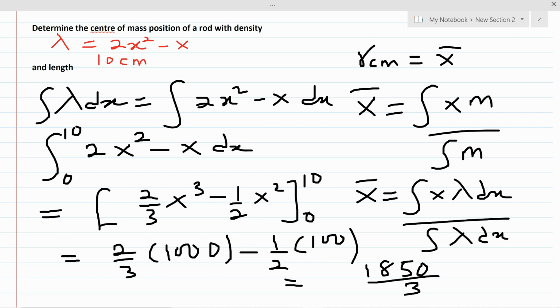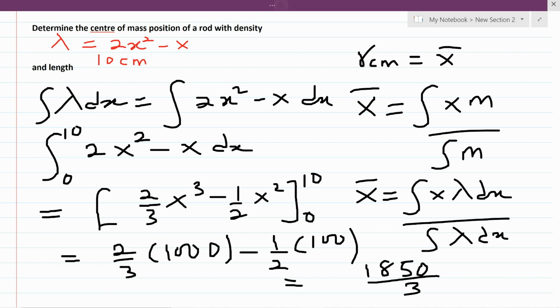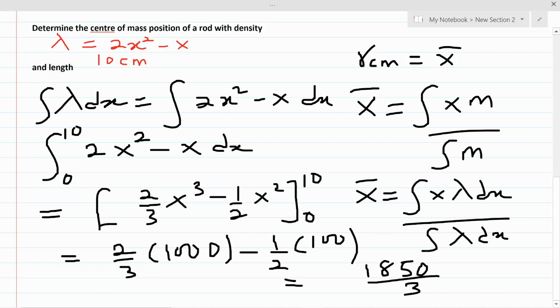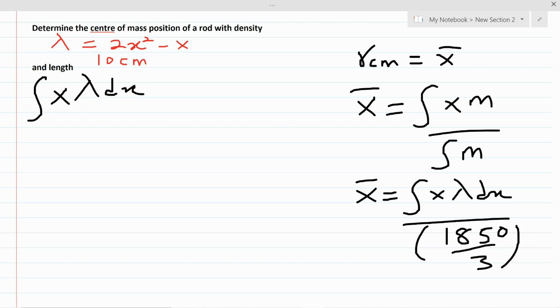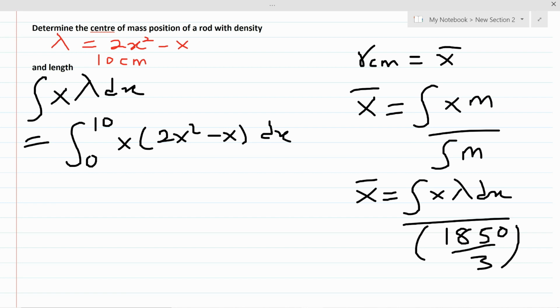So check the integral very well, because we can make mistakes in it. Alright, our total mass, which is the integral of lambda dx, is giving us 1850 over 3. Now the integral of x lambda dx will simply be equal to, with the limit from 0 to 10, x times (2s squared minus x) dx. So simply we get the integral from 0 to 10 of (2s cubed minus s squared) dx.